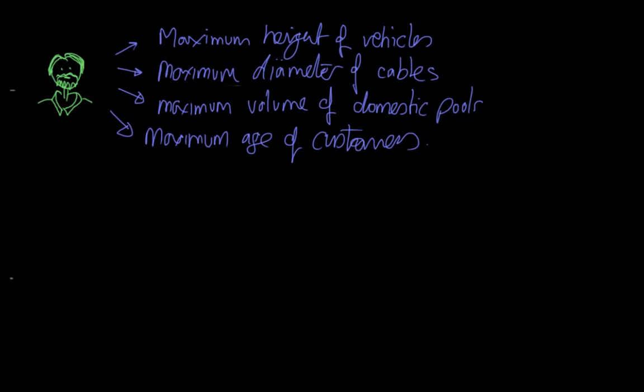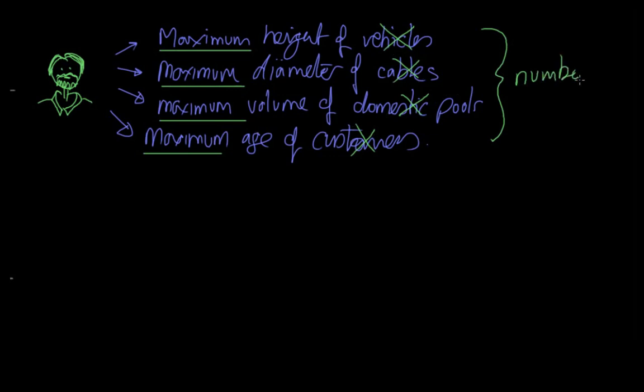But if I abstract away the context, this is an interesting implication of abstraction, and hopefully if you look carefully at these four situations, you'll see the common feature: maximum height of vehicles, maximum diameter of cables, maximum volume of pools, maximum age of customers. So basically, if I abstract away the context, I'm just left with numbers. That's all they are. Contextless numbers.